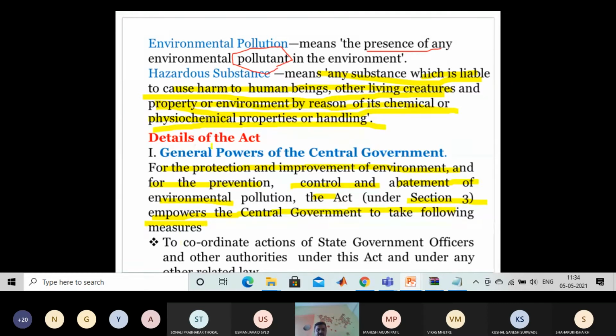The first point is related to the general powers of the central government. The first duty is to coordinate the action of state government officers and other authorities under this act and any other related laws. If other related laws are there, make proper coordination between the authority and the state government officers, so that fruitful results can be produced.